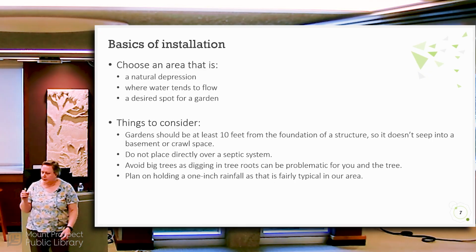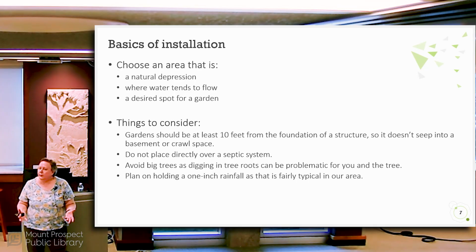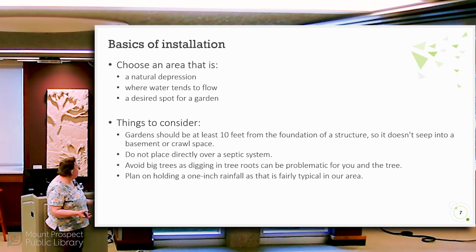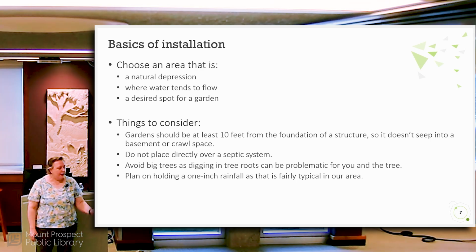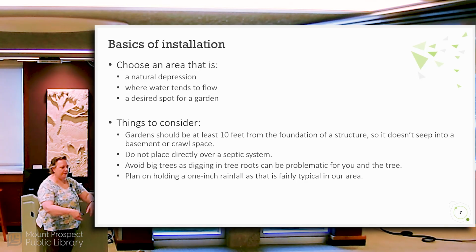Just some installation basics, and there are some links on that handout to other resources that are much more detailed. But if we're gonna build a rain garden, sometimes it makes sense to choose a natural depression where the water tends to go anyway, because there's a certain point where it's exhausting. You've got to stop fighting it, right? Sometimes we are like, nope, I want that garden right front and center out my window where I can see it and enjoy it.